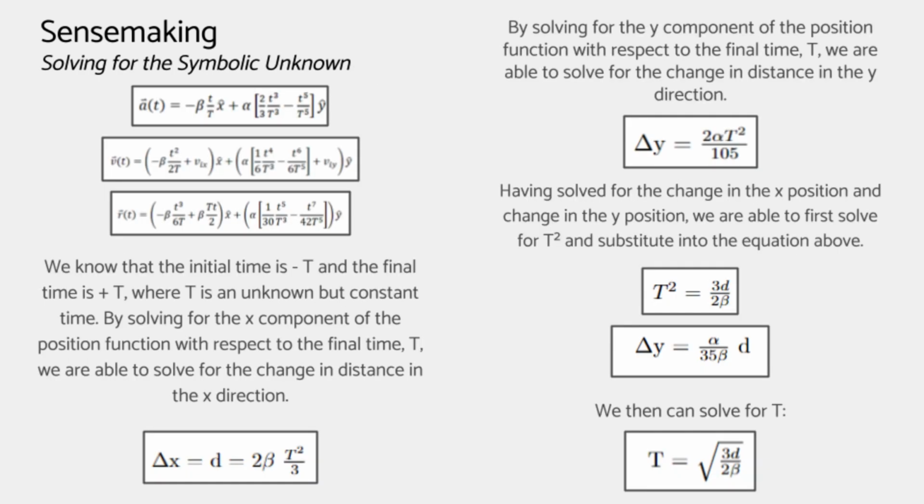Solving for the symbolic unknown. Off to the left, we have the acceleration as a function of time equation. Then we have a velocity equation. And we know that the initial time is negative T and the final time is positive T.